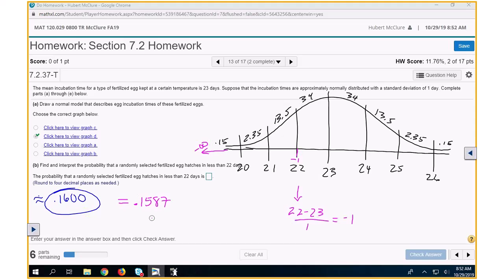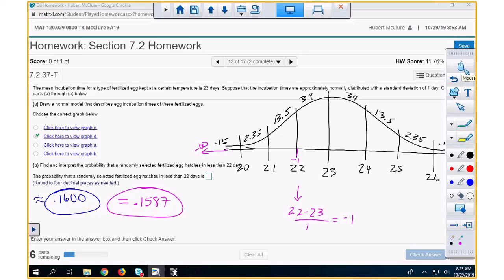1587. Now, since this is in 7.2, and what are we studying? Area under a curve, and we're using the calculator, I'm going to go with the 0.1587, because empirical rule is in unit 1. So, 0.1587. And that's how you do this question.